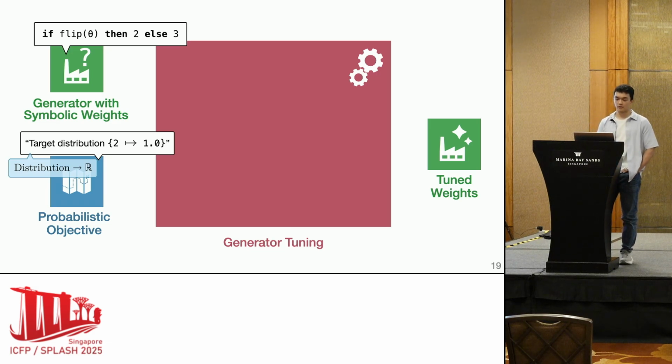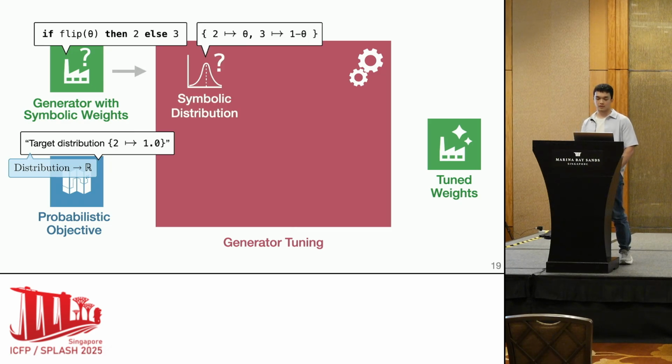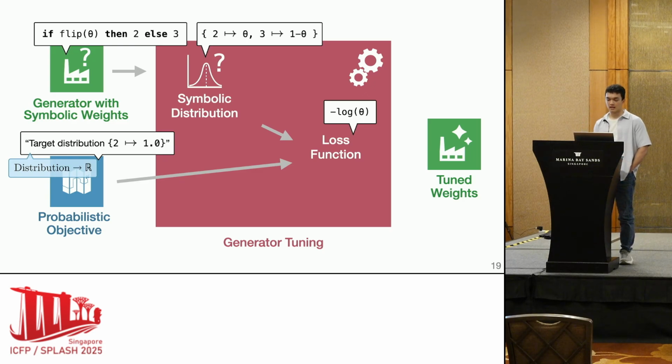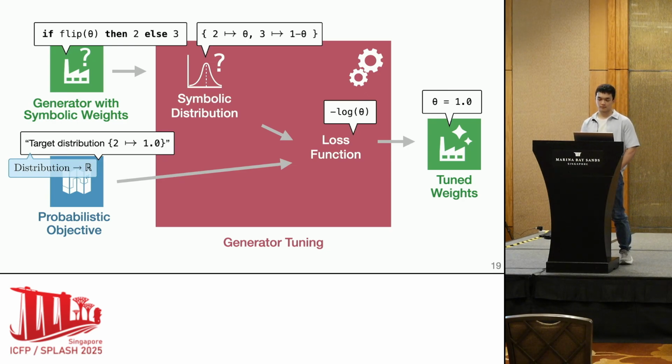So as we saw before, the first step was to, for a generator, compute the symbolic distribution of the samples it can produce. So for this generator, it can generate 2 with probability theta, or 3 with probability 1 minus theta. And then what we do is we combine the symbolic distribution with our probabilistic objective in order to get a loss function, which is just an expression we can minimize in order to find the theta that optimizes our objective. So here, this ends up being a theta of 1, as we'd hope.